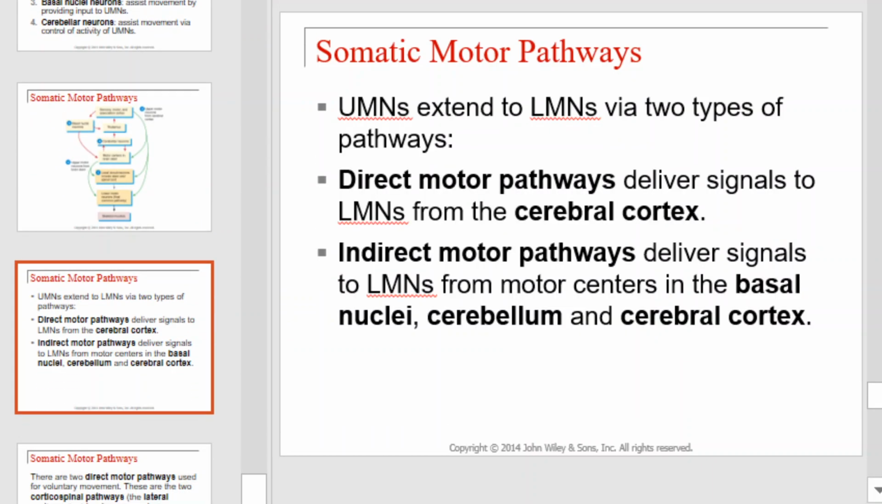UMNs extend to LMNs via two types of pathways, direct and indirect motor pathways. Direct motor pathways deliver signals to the LMN from the cerebral cortex. The indirect motor pathways deliver signals to the LMNs from motor centers in the basal nuclei, cerebellum, and cerebral cortex.